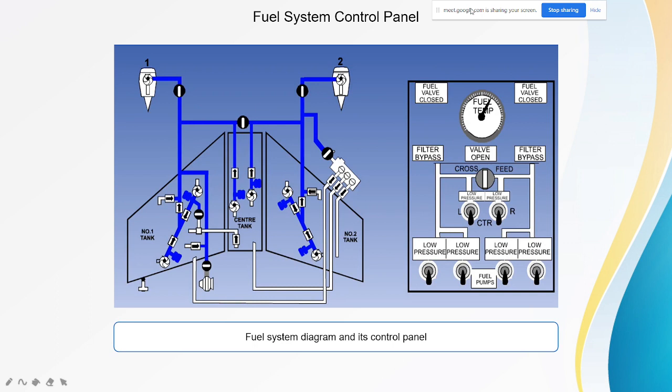Next we will look into the fuel system control panel. In general, the aircraft fuel system is operated semi-automatically. A switch on is required to be done by the pilot. Of course, in different aircraft, there are different configurations of the control panel, and it may not be as simple as this on a real aircraft.